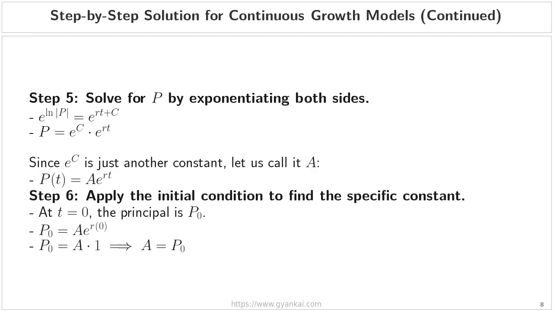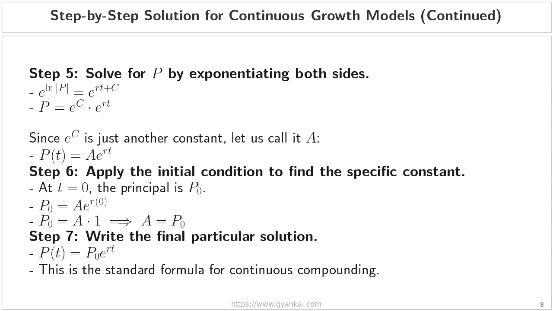We need a specific formula for our specific bank account, which brings us to step 6. We must apply the initial condition to find the value of this constant, a. We know that at time t equals 0, the initial principal is p naught. If we plug 0 into our equation, we get p naught equals a times e raised to the power of r times 0. Since e raised to the power of 0 is just 1, we find that p naught equals a times 1, which simply means a equals p naught.